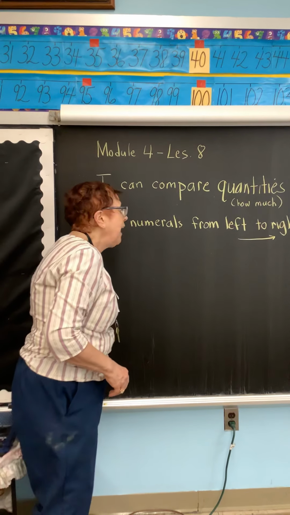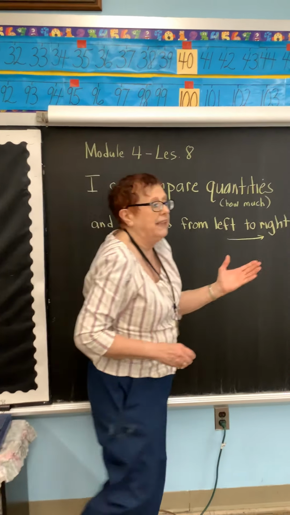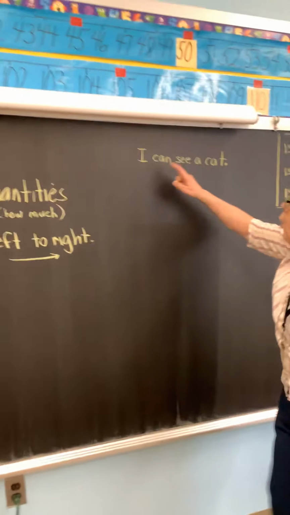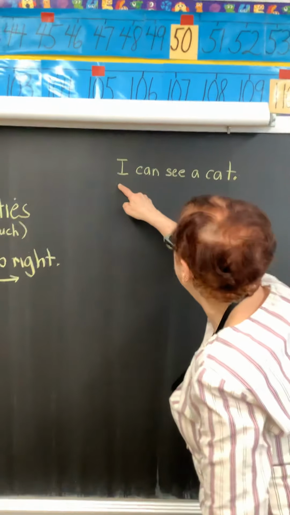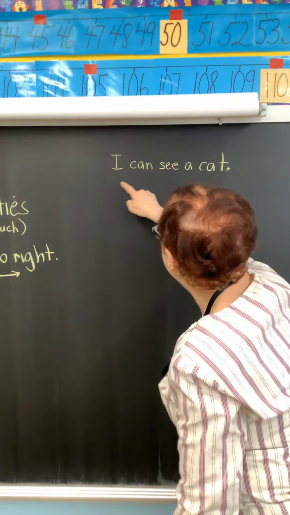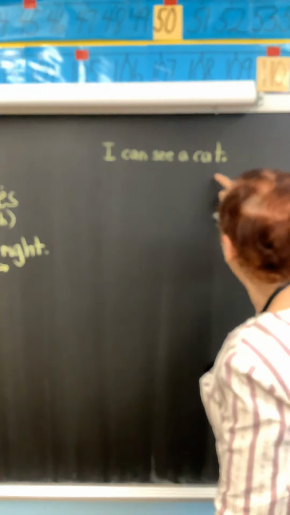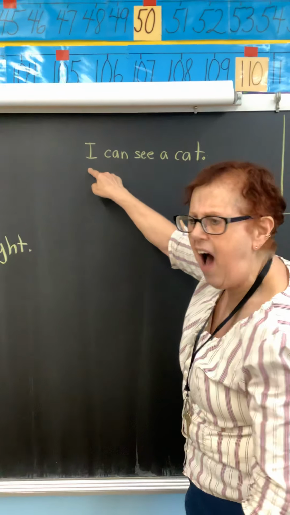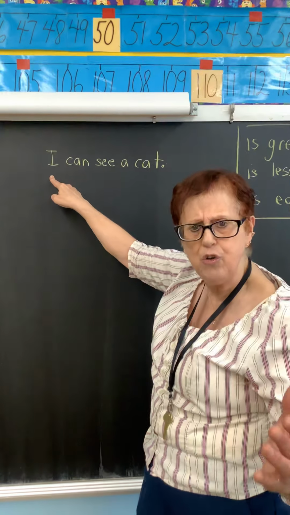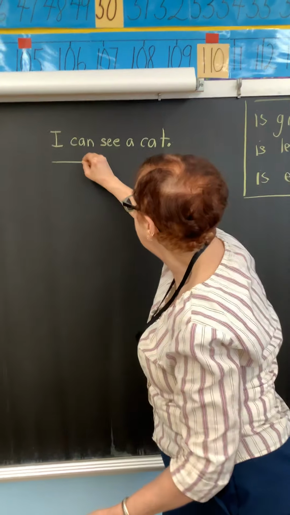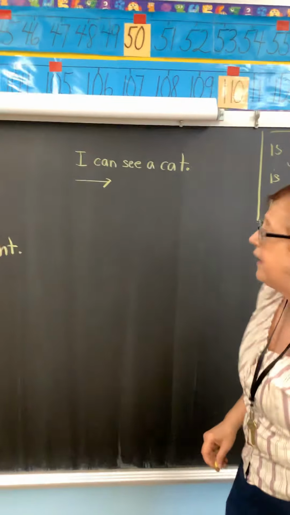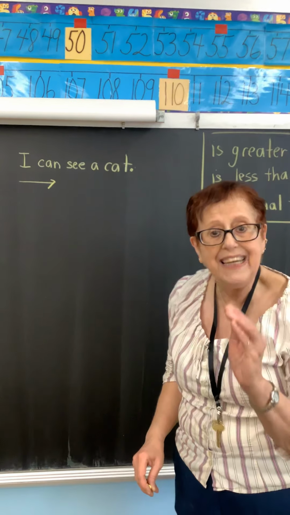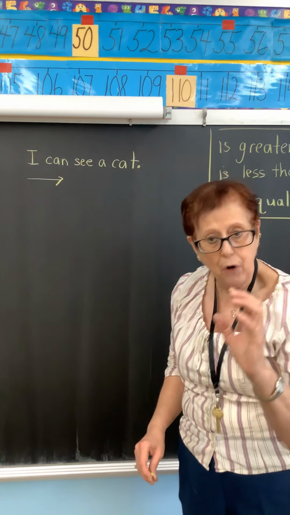So what does that mean? Well, it's actually like when we do reading. When we read a sentence, we always start from the left and go right. Look, I can see a cat. We don't go backwards, because look, cat A, C, can I. Does that make any sense? No. So when we read, we always go left to right. So that's what they want you to do when you're reading numbers, when you're comparing.